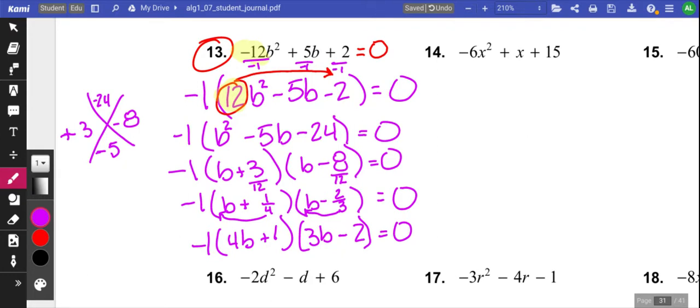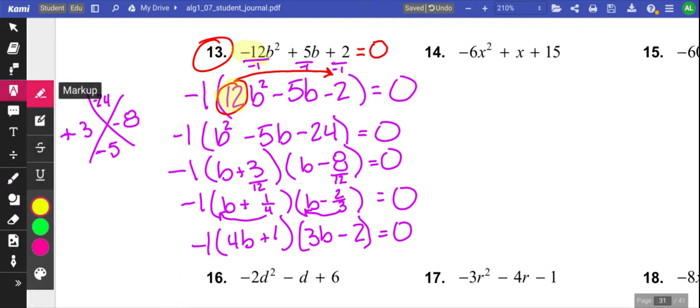Now what you want to do is set each factor equal to 0, just like we've been doing. I'm going to continue this over here. I'm going to say each one of these little factors, these pieces, need to equal 0. First off, it's kind of strange when you just have a number here. We just have that -1.